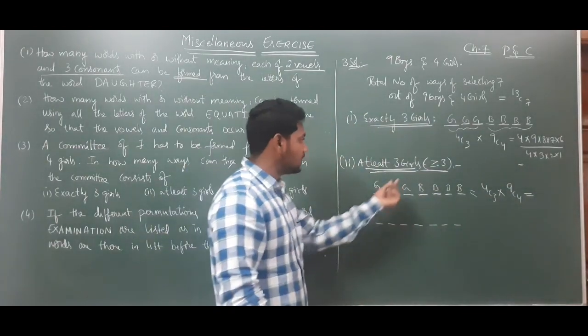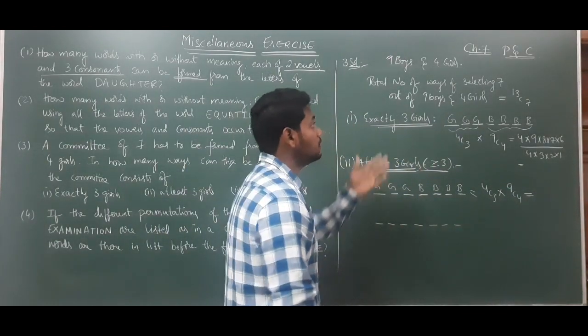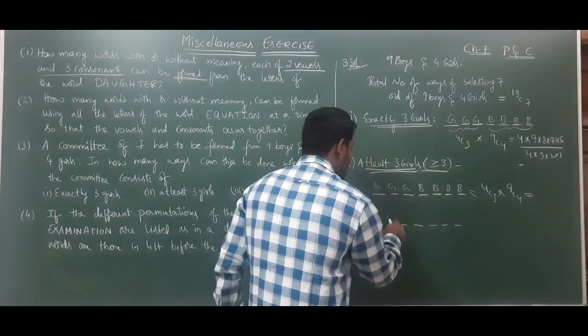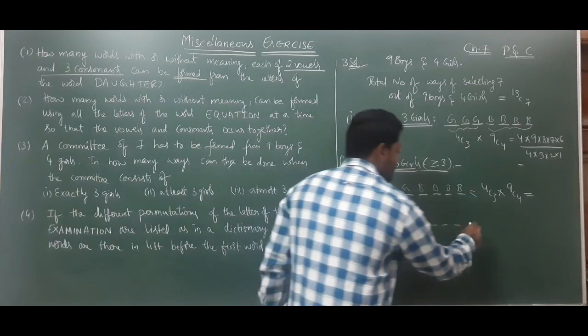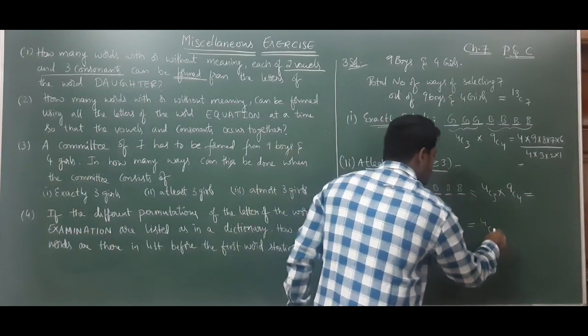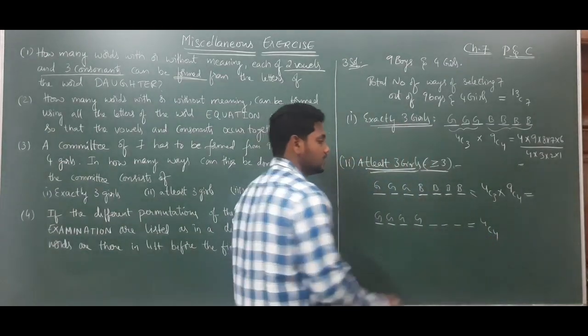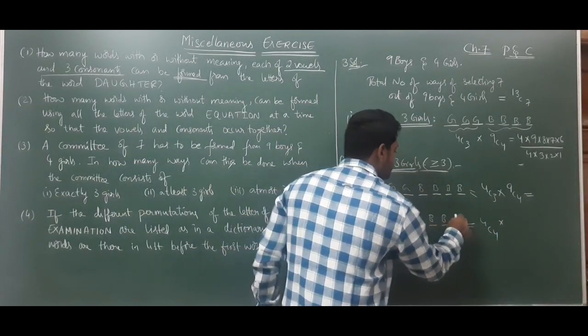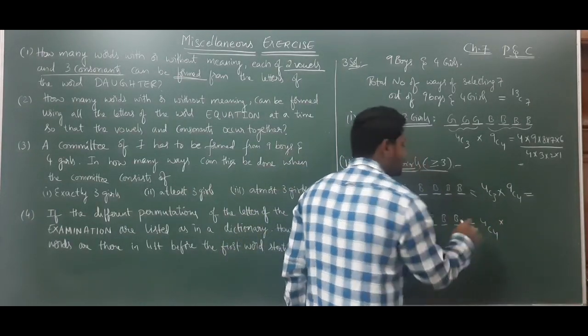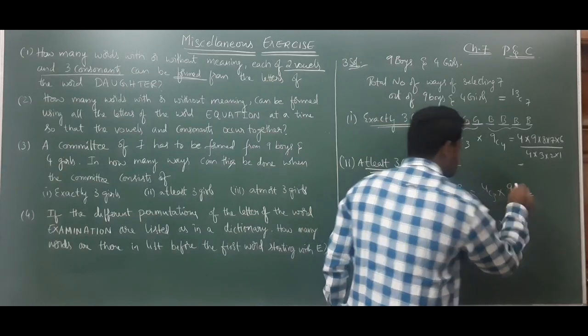And then next, greater than 3. Greater than 3 means 4 girls. 1, 2, 3, 4. So that means 4 girls we can select in 4C4 ways into remaining 3 should be boys. So we can select 3 boys out of 9 is 9C3.